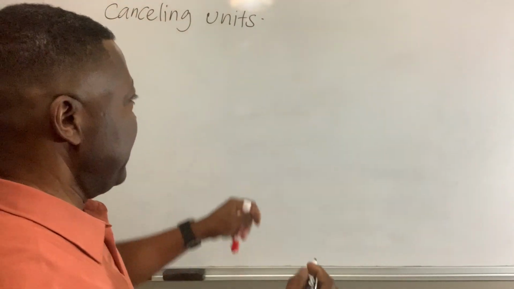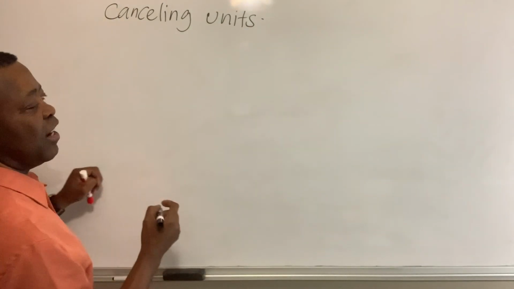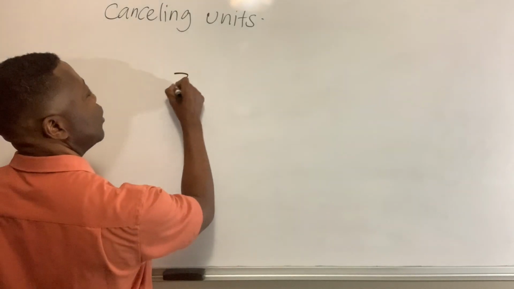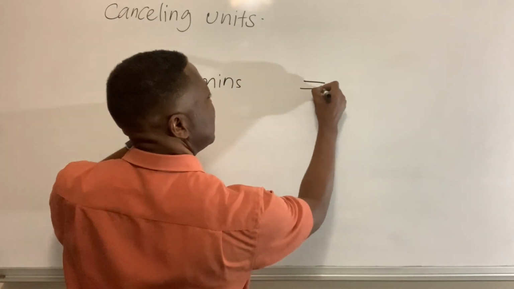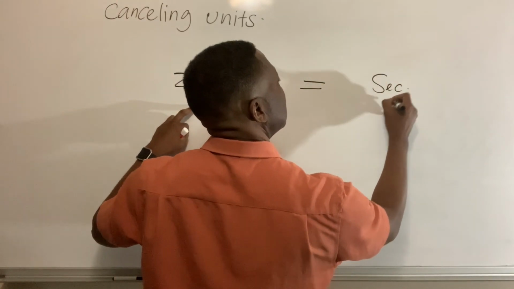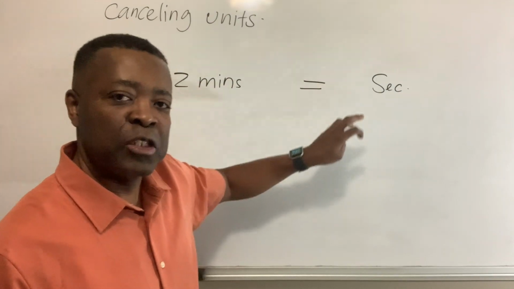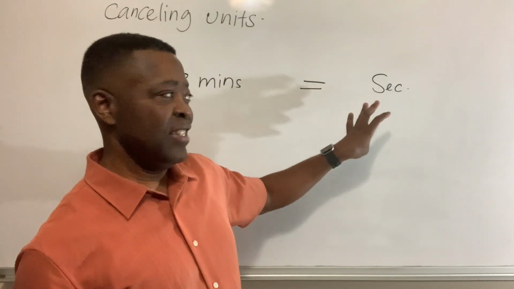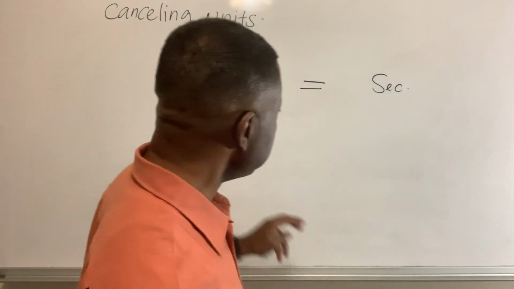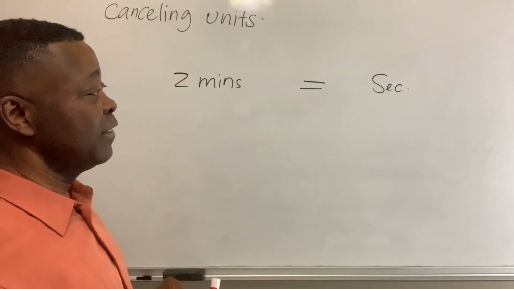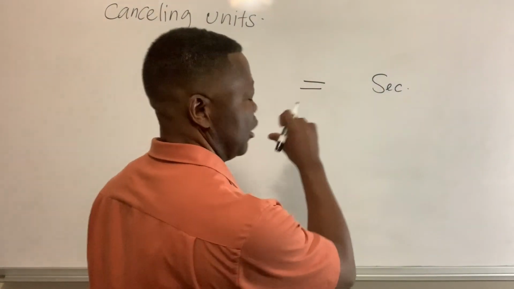Let's say they ask me to find how many seconds are in 2 minutes. So I have 2 minutes. They ask me how many seconds are in 2 minutes. So the minutes, I don't have it in my answer. My answer has to be in seconds. This is the unit I need to find. Now, I'm going to find a way to cancel minutes and find my answer in seconds. How do I do that?